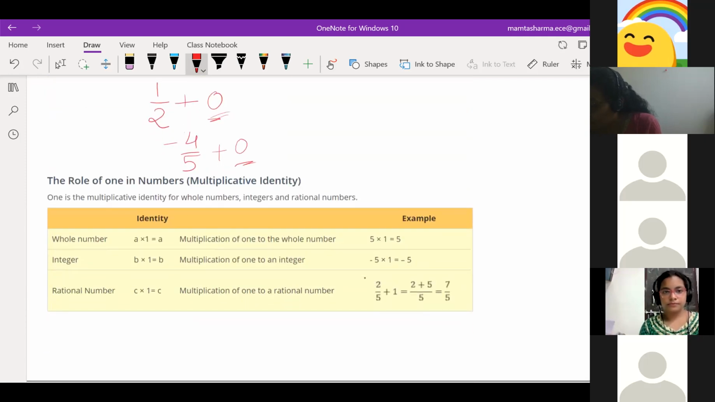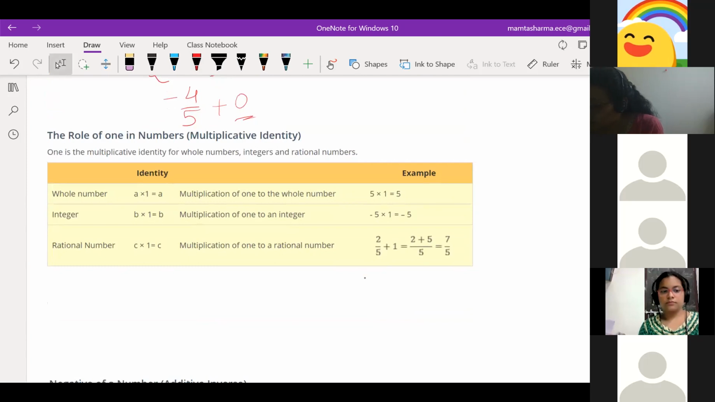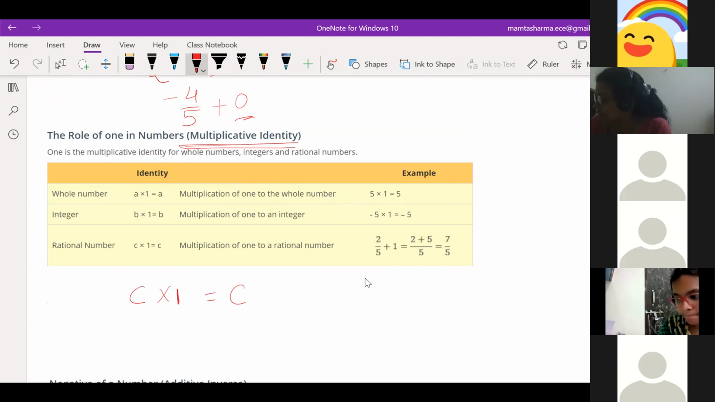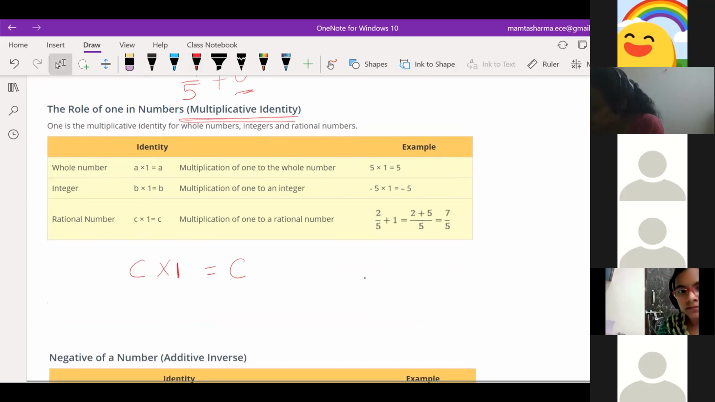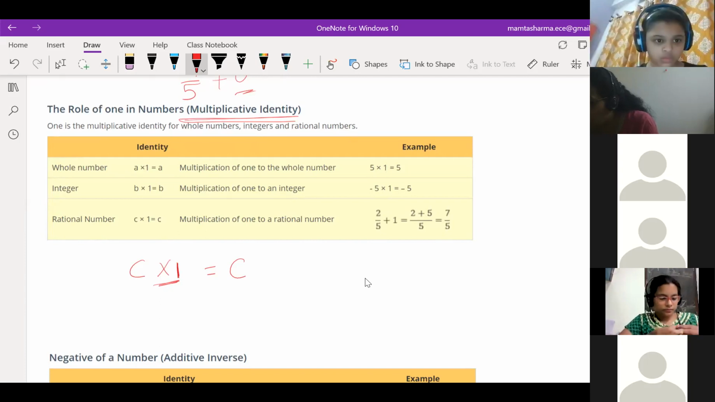So, the role of 1 in numbers. What is the role of the number 1? It's the multiplicative identity. If I have any rational number C and I multiply it by 1, the result will be C only. Will the result change or not? It will remain the same. That's why 1 is the multiplicative identity for rational numbers.